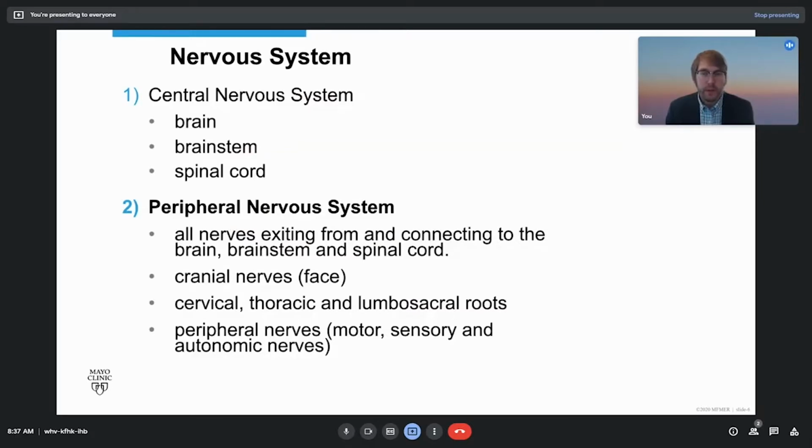And so when someone is talking about a peripheral neuropathy, they are not talking about a brain, brainstem, or spinal cord problem. They are talking about problems with all of the nerves exiting from and connecting to the brain, brainstem, and spinal cord. These include the ones in the face, the ones in the neck, trunk, and legs, and all of the functions of those nerves, which are moving, sensing, and doing automatic actions.